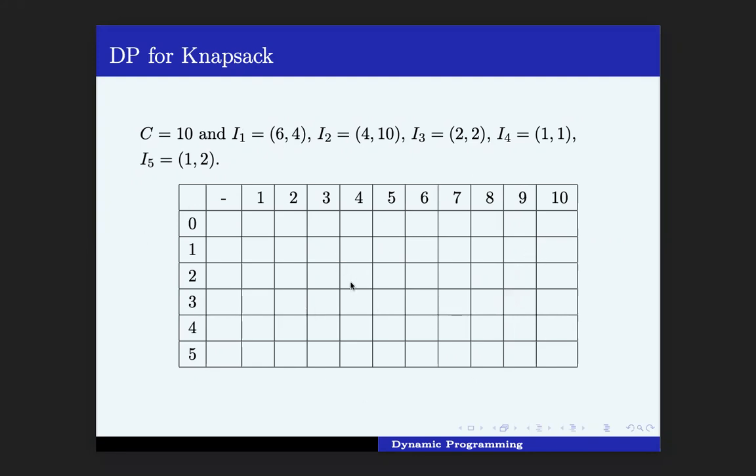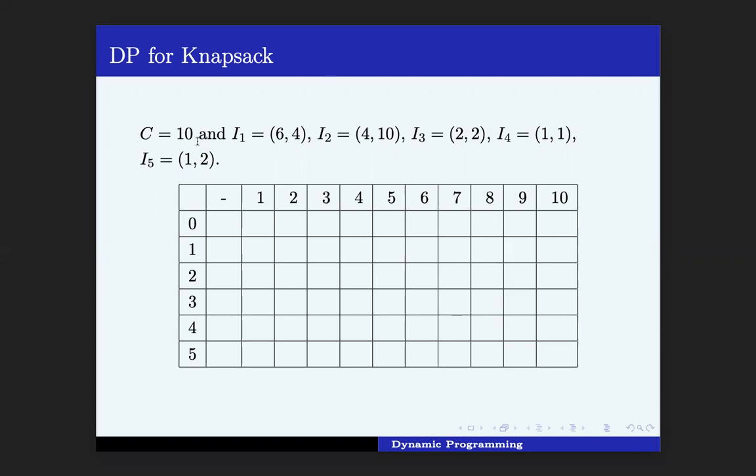Note that, what is the cost of filling up this point? This should contain KS(2, 4). So KS(2, 4) would be taking KS(1, something), right? Or KS(1, 4). So (1, 4) is this, and (1, something) is this. So taking the max of these 2 points here, you can fill up a particular square.